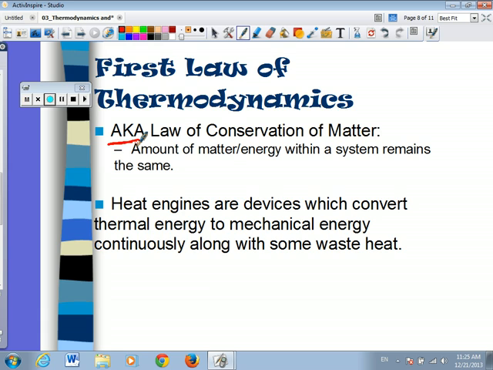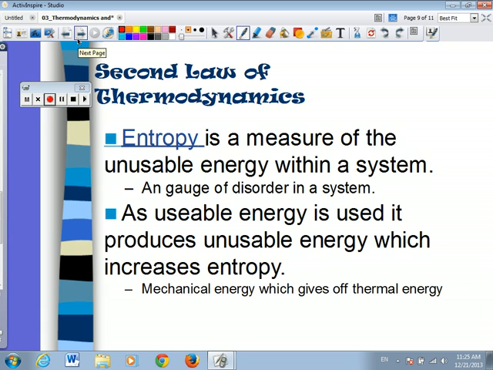There's always some waste heat, because our transfer systems are not perfect. We always lose some in the process. What's that called, do you know? The second law of thermodynamics. Entropy is a measure of the unusable energy within a system. It's a gauge of the disorder. This is in chemistry. I hope you had this in chemistry. But entropy was one of the most important concepts around, okay?